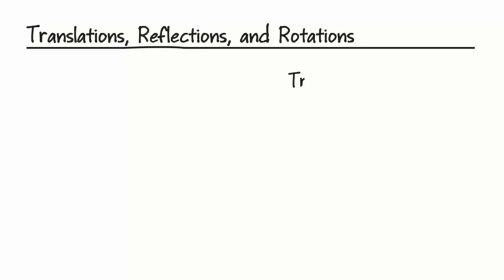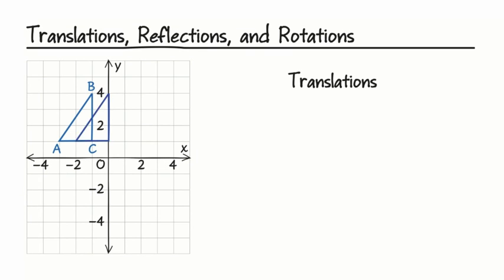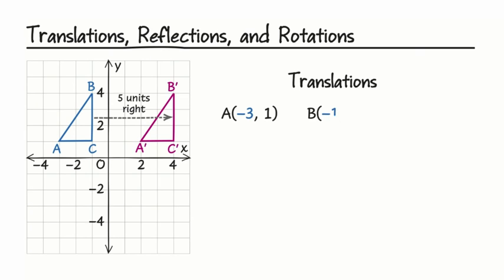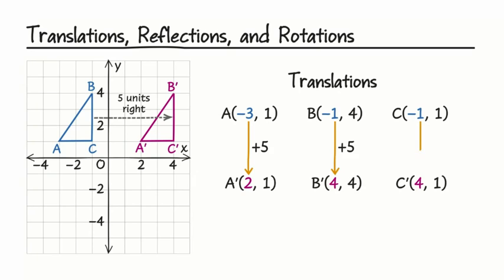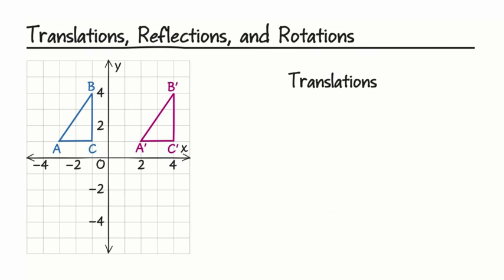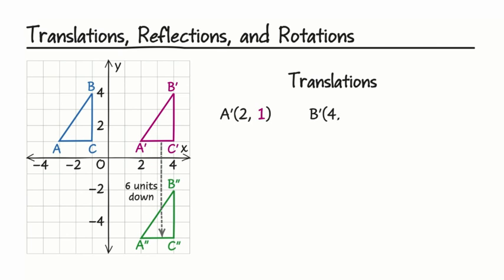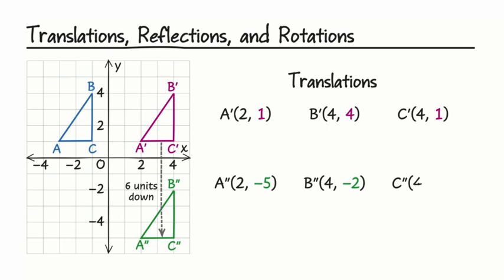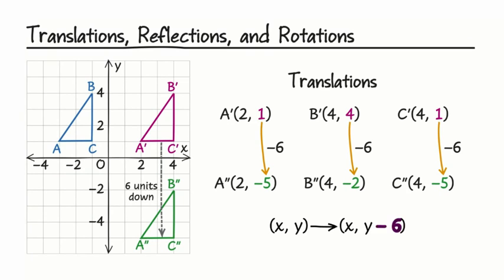Students use what they know about the coordinate plane to further investigate rigid transformations. By looking for patterns, they see that a horizontal translation affects only the x-coordinates. When moving right, they add the number of units moved, and when moving left, they subtract the number of units. On the other hand, a vertical translation affects only the y-coordinates. When moving up, students add the number of units moved, and when moving down, they subtract the number of units.